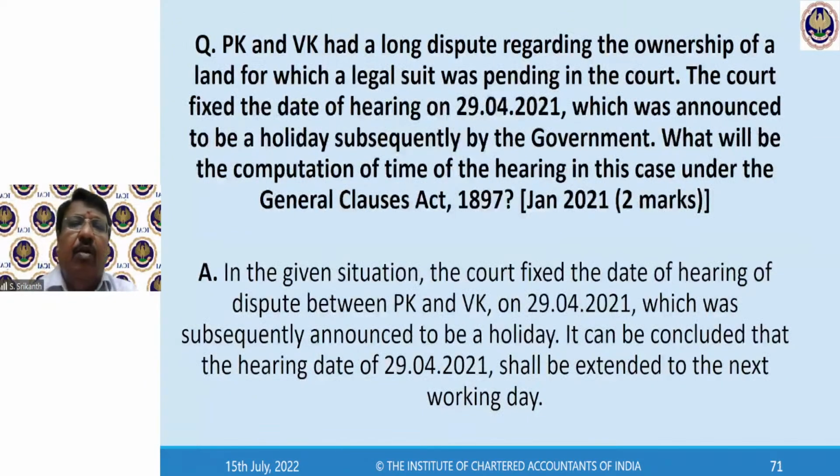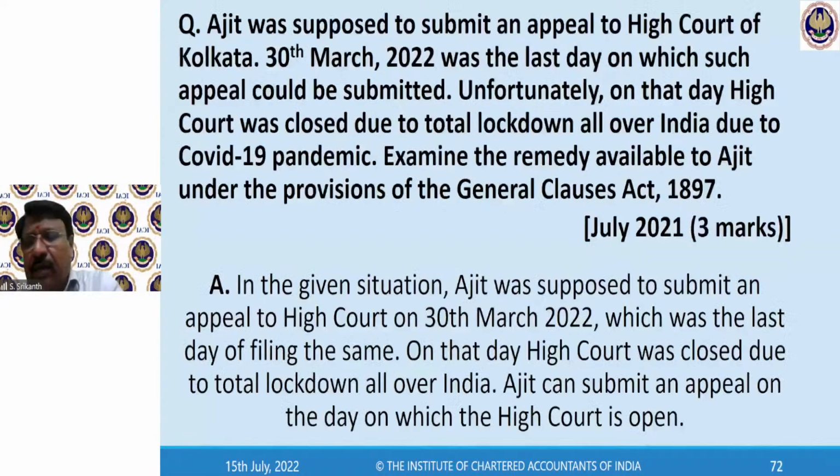So VK and MK had a long dispute, which was announced. So you have to go on the next day. Ajit was supposed to submit an appeal to the High Court of Kolkata. 30th March 22 was the last day on which such appeals could be submitted. Unfortunately, on that day, the High Court was closed due to a total lockdown all over India due to the COVID-19 pandemic. In the given situation, Ajit was supposed to submit an appeal to the High Court on 30th March, which was the last date. So he can next find out, that is, in pandemic time, we were all eagerly waiting because once we know it is open on that day, I have to rush and file my appeal. Otherwise, I'll have to go for a condonation, whatever. Correct.